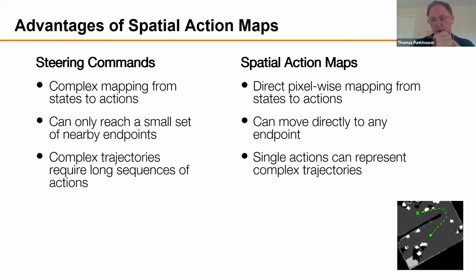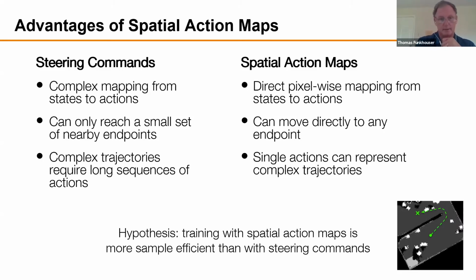Whereas if you did that with steering commands, you'd need a sequence of lots of actions, which would be hard to learn with reinforcement learning. So for these reasons, we believe that spatial action maps are going to be more sample efficient to learn in reinforcement learning than with steering commands.